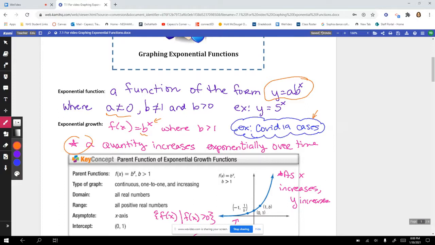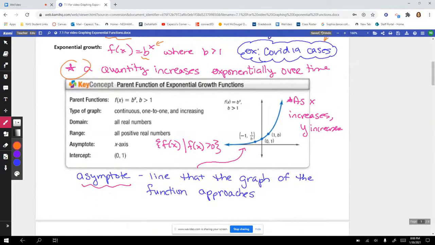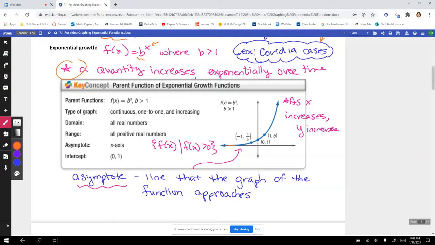Now, this was not, unfortunately, just a steady climb where one day there was 10, and the next day there was 20, and the next day there were 30. The number of cases grew exponentially because they grew very high, very quickly. So this is what a parent function of an exponential growth looks like. So again, it gets very, very high very quickly. So as x increases, y increases.